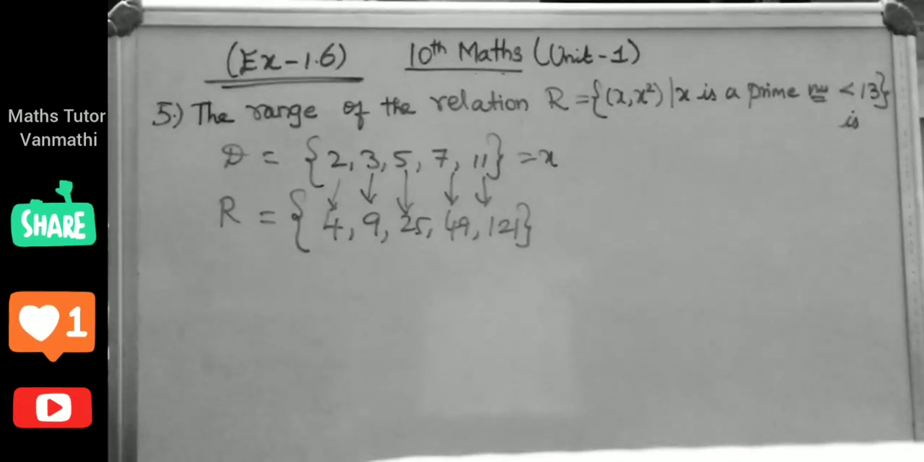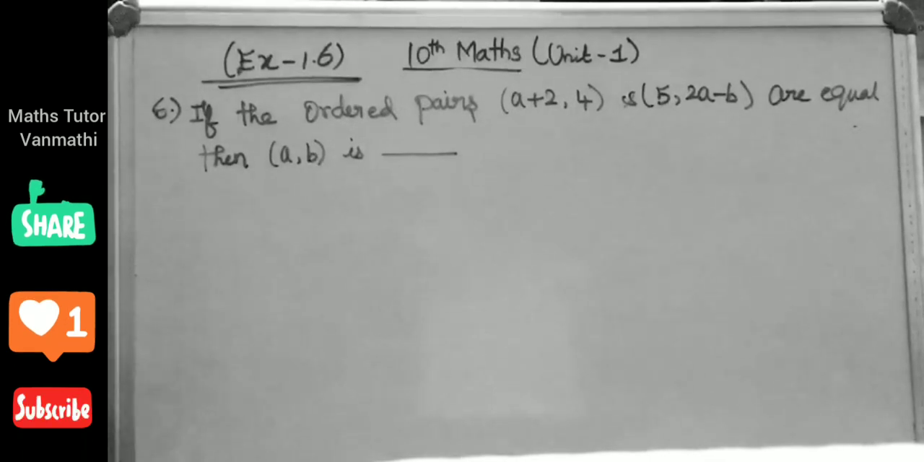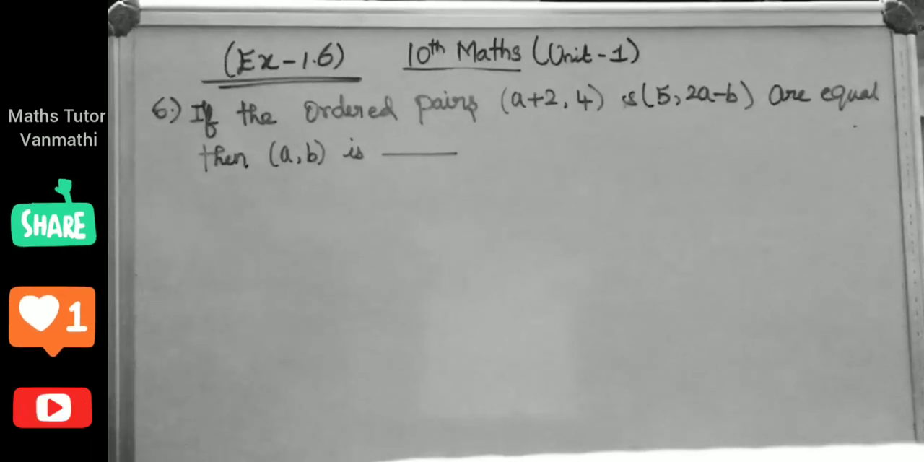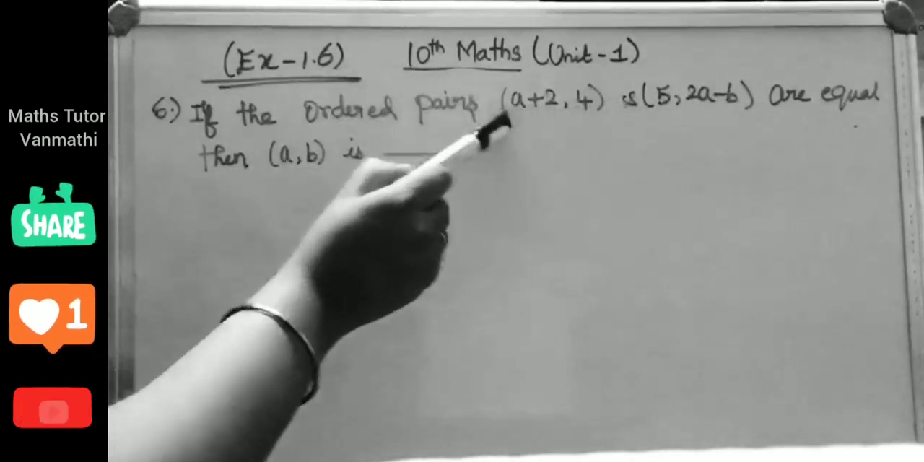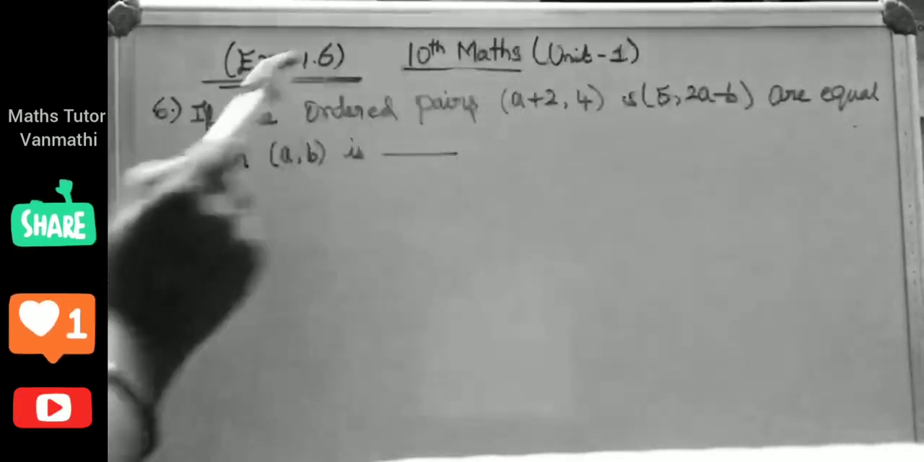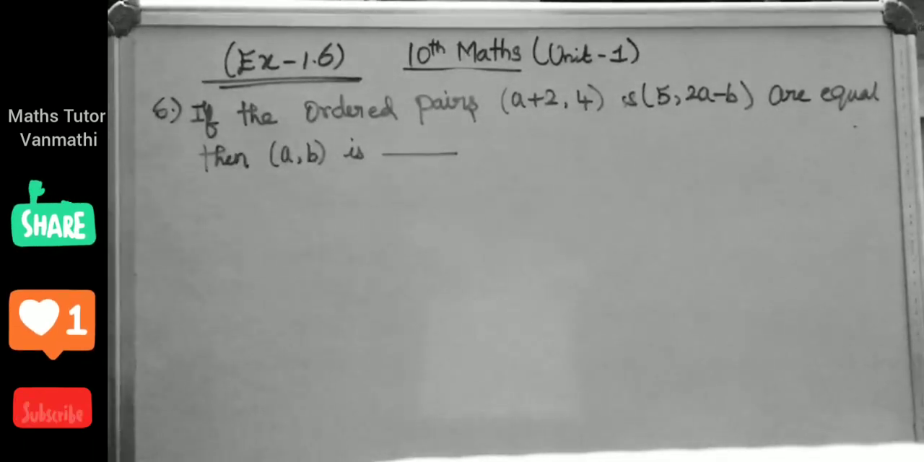Next we can move on to the sixth problem. If the ordered pairs (a plus 2, 4) and (5, 2a minus b) are equal, then (a, b) is? That is, these two ordered pairs are equal by the given question. Then from this we are going to find the value of (a, b).